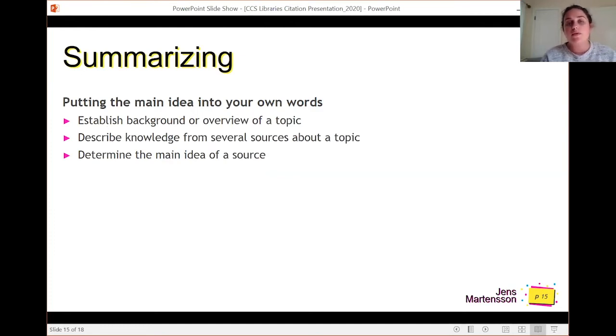So when we're summarizing, we're putting the main idea into our own words. And the difference is that it's something that is high level, right? So it might be that I'm summarizing in a few sentences an entire paper that I read. So it helps to establish background or overview of a topic. It describes the knowledge of several sources at once, potentially, and it helps to really pinpoint the main idea of a source.